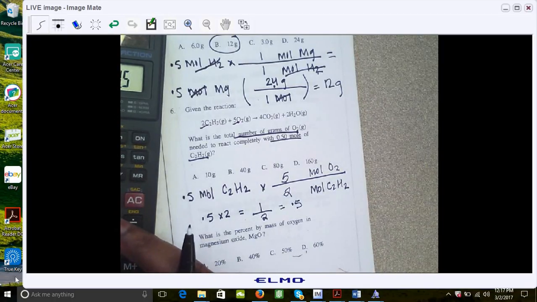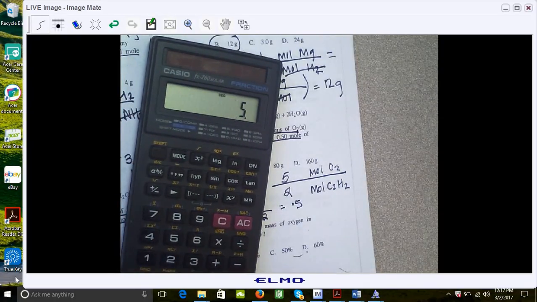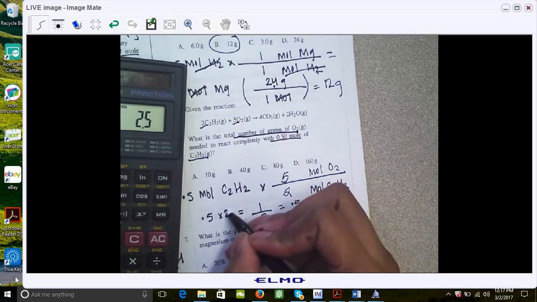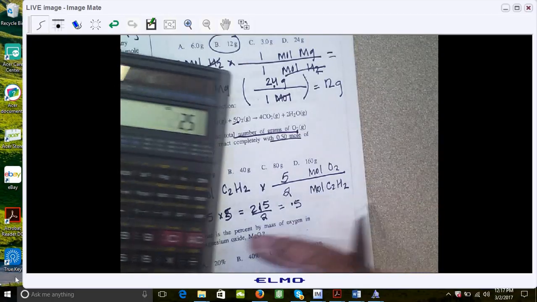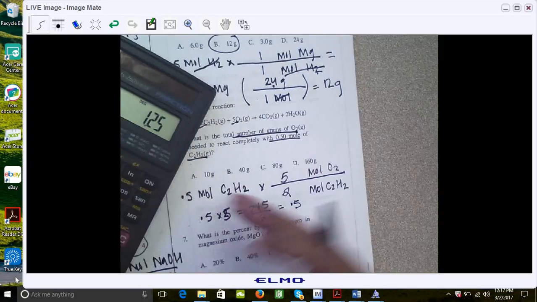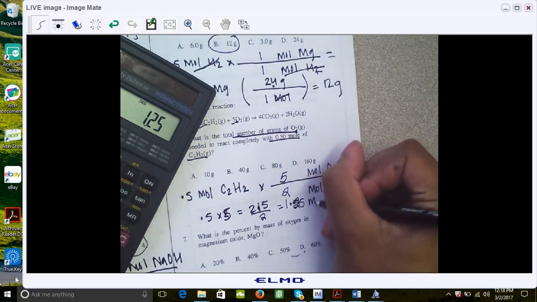Oh, I said 0.5 times 2. I mean 0.5 times 5, that doesn't make sense otherwise, is 2.5. Then divide that by 2, and that's going to give me 1.25. So 1.25 moles of O2.